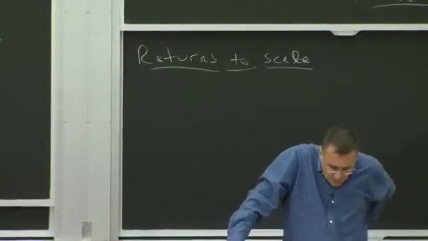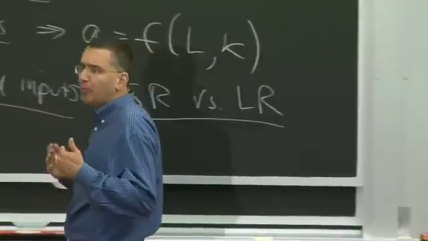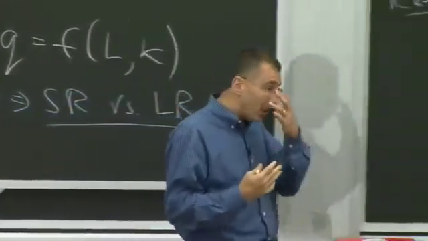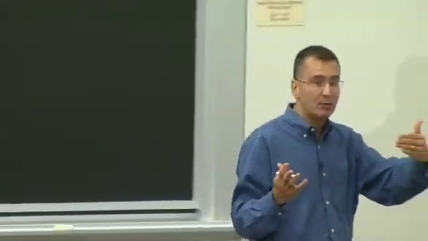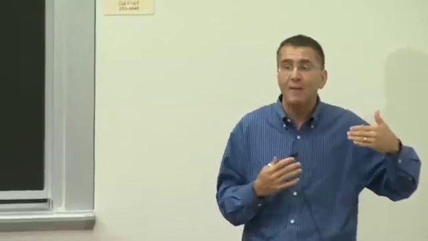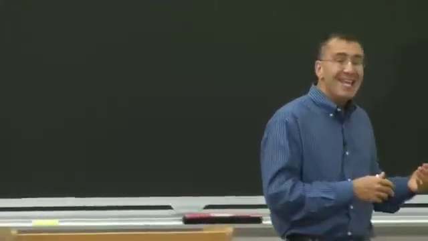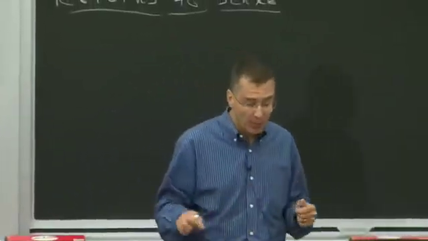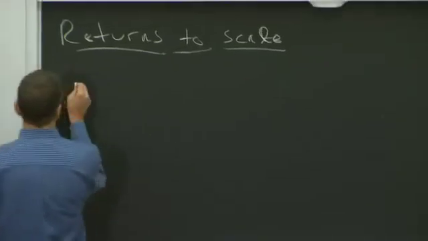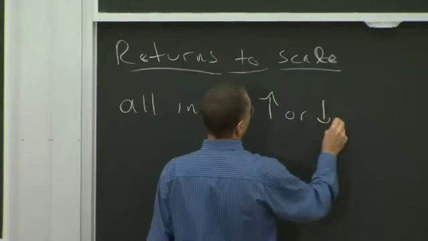Okay. So here the question is, what happens if we increase all inputs proportionally? Returns to scale. By scale, I mean, what if we just double everything? Twice as much labor and twice as much capital. That's an increase in scale. It's increasing all inputs proportionally. Twice as much labor, twice as much capital. Half as much labor, half as much capital. So a change in scale is an equal increase or decrease in all inputs. Equal proportional. So what happens if we increase or decrease all inputs proportionally?